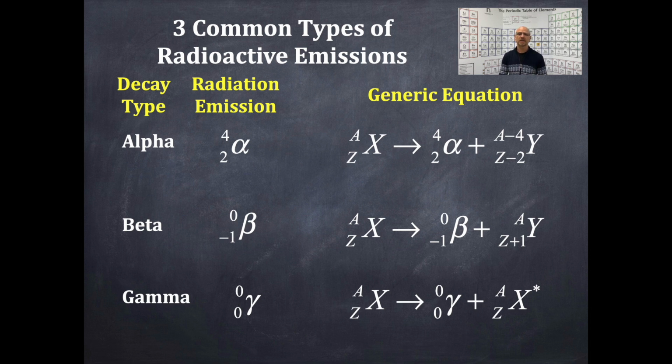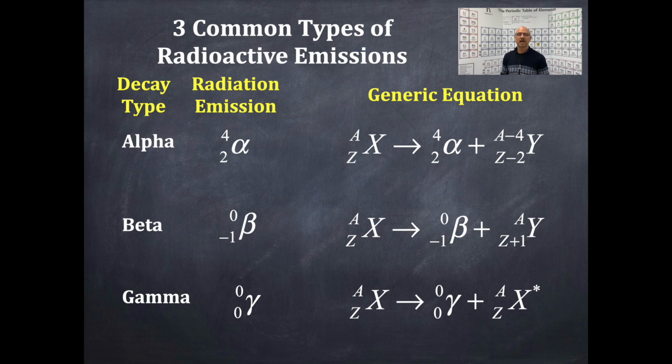Okay, now the third type of particle is a gamma particle. Gamma particles, you can see, is the Greek letter gamma, and it has a mass of 0 and a charge of 0. So this is effectively light, something from the electromagnetic spectrum. So we have that again, A X Z, that we're starting off with, and we get a 0, 0 that's released on the gamma, and then you have an A, X, and a Z.